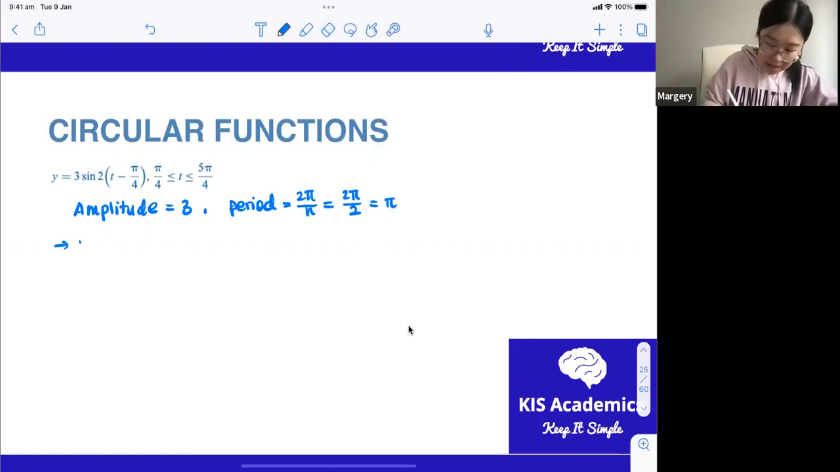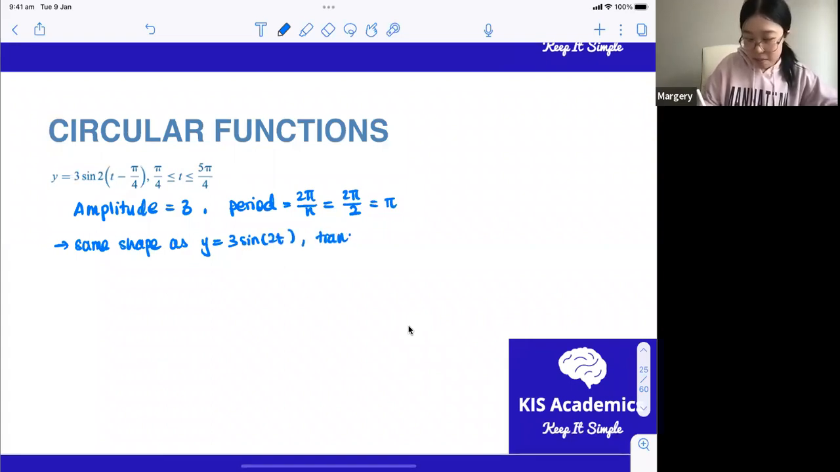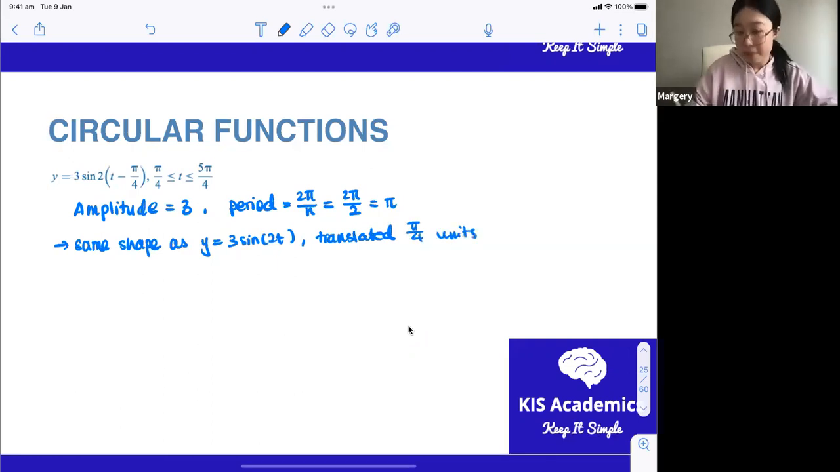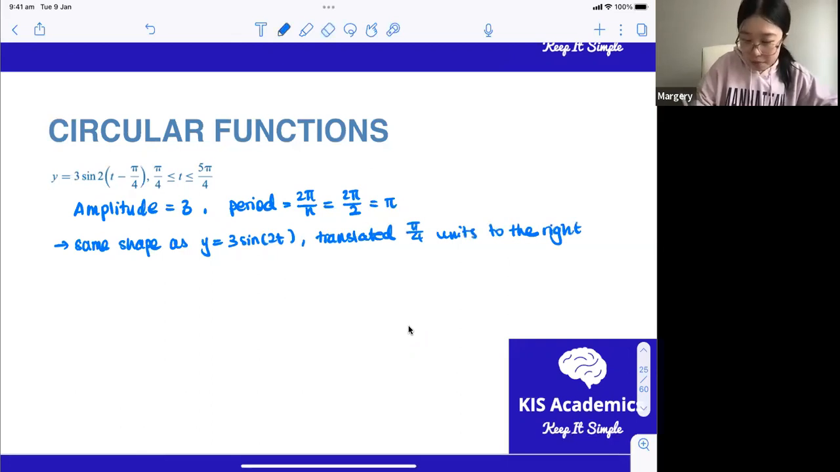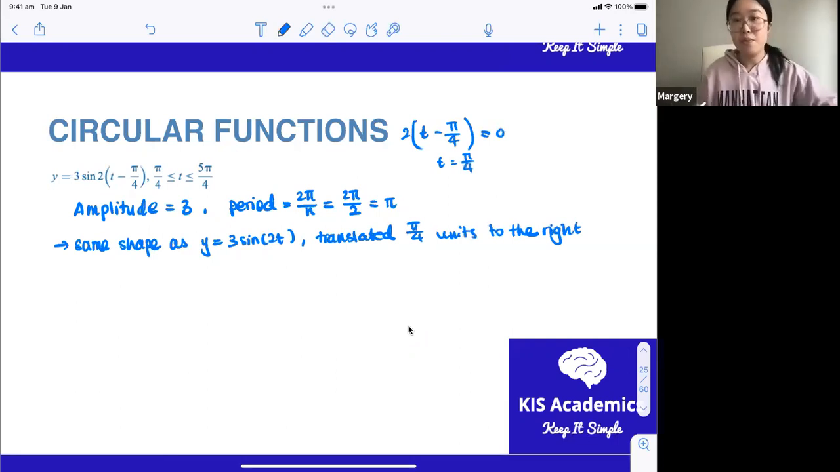We know this graph here has the same shape as my y equals 3 sine 2t, but our graph is translated pi over 4 units to the right. Because when I let this whole thing, t minus pi over 4, equal 0 to find my horizontal translation, I get t is equal to pi over 4, and it's positive pi over 4. So I've shifted it to the right by pi over 4 units.